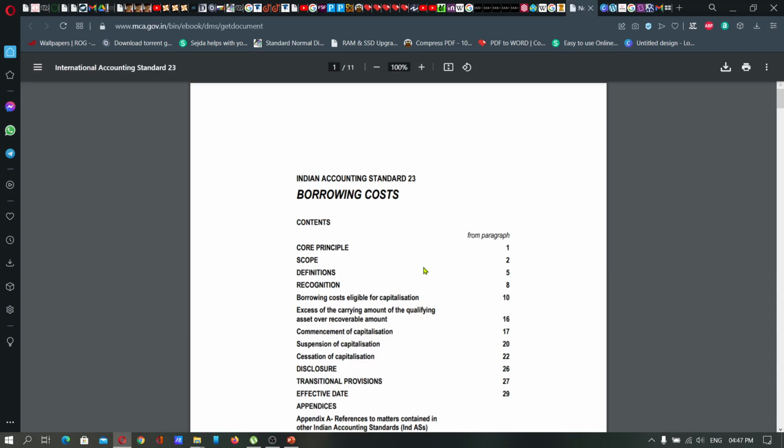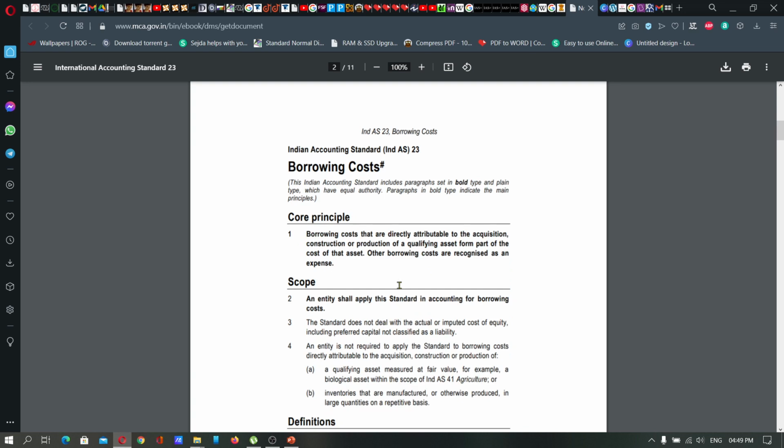Next one, Indian Accounting Standard 23. Ind AS 23 deals with borrowing cost. Borrowing costs that are directly attributable to the acquisition, construction or production of a qualifying asset form part of the cost of that asset. Other borrowing costs are recognized as an expense.